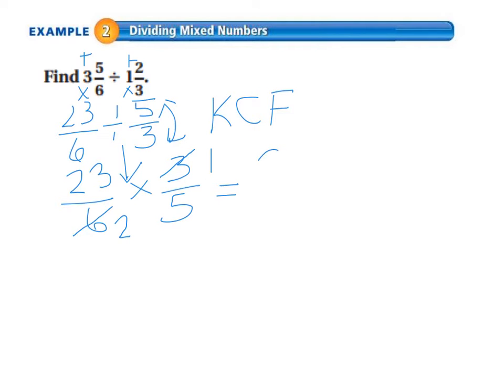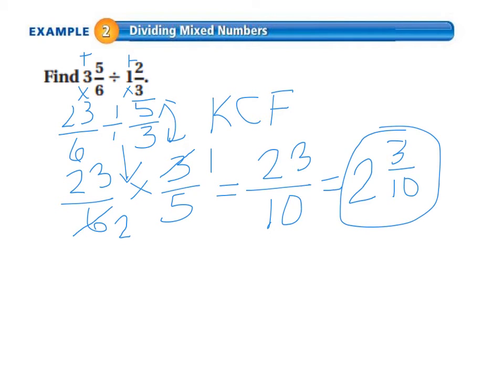23 times 1 is 23, and 2 times 5 is 10. I should change that now back into a mixed number instead of leaving my answer as an improper fraction. So how many groups of 10 are there in 23? There are 2 groups of 10 in 23. That would be 20, leaving me with 3 left over. 2 3/10 would be my answer. 3 5/6 divided by 1 2/3 is 2 3/10.